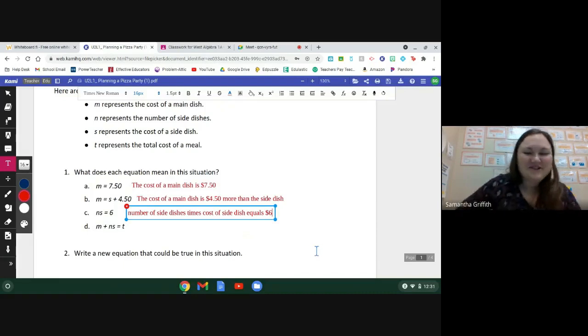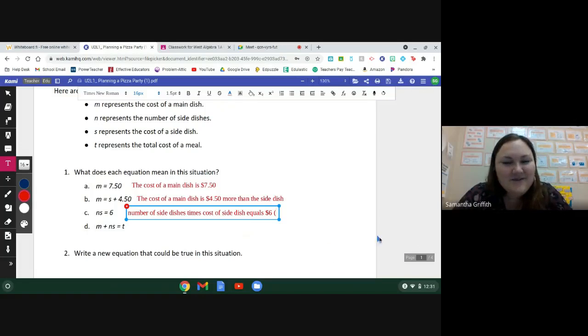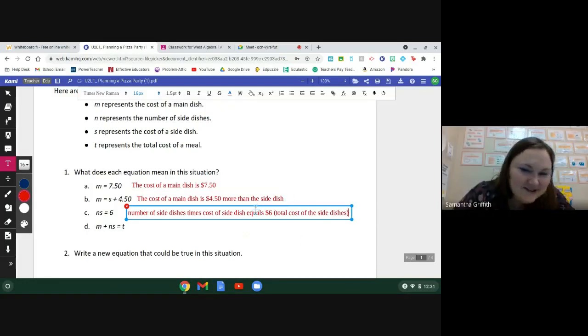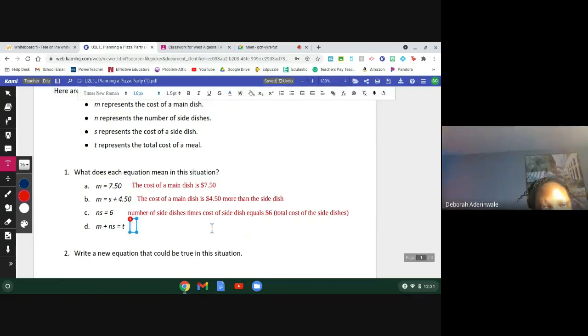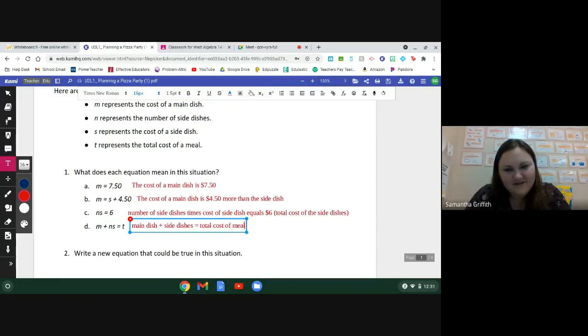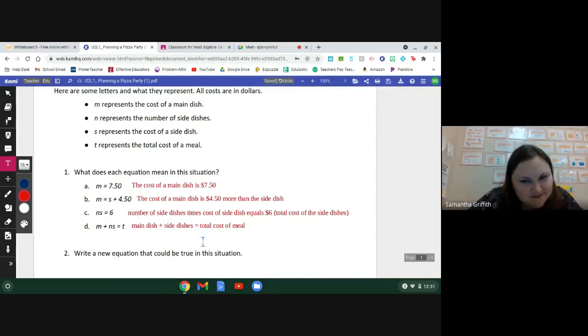Which is 6. So you keep giving me words, which is great because you're describing 6. But I heard you say the total cost of the side dishes. Yeah. When you multiply how many side dishes you're buying times the cost of each of them, you're getting $6. So this here is telling us that the total cost of the side dishes is $6. Then this last one here, we've got all the variables. We've got M plus NS equals T. What is that equation telling us? The main dish plus the number of side dishes equals the total cost of the meal. So we've got the main dish plus the side dishes equals the total cost of the meal.